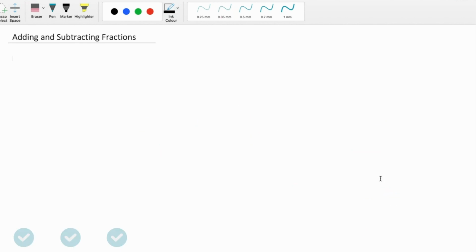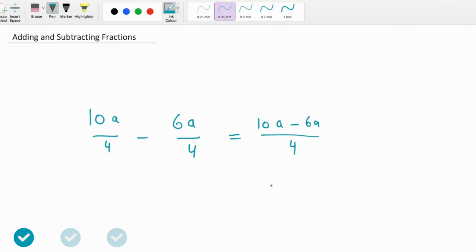The exact same process goes for subtraction as well. Let's have a go at doing one of those type of questions. 10a over 4 minus 6a over 4. Now in here, again, we're going to make sure our denominators are the same, which we can see that they are. And given that they are the same, we can combine them under a common denominator. So for example, it will turn out like this. 10a minus 6a all over 4.